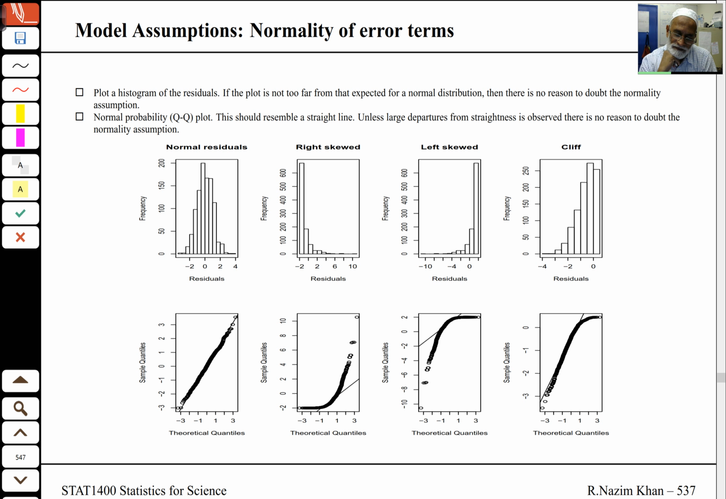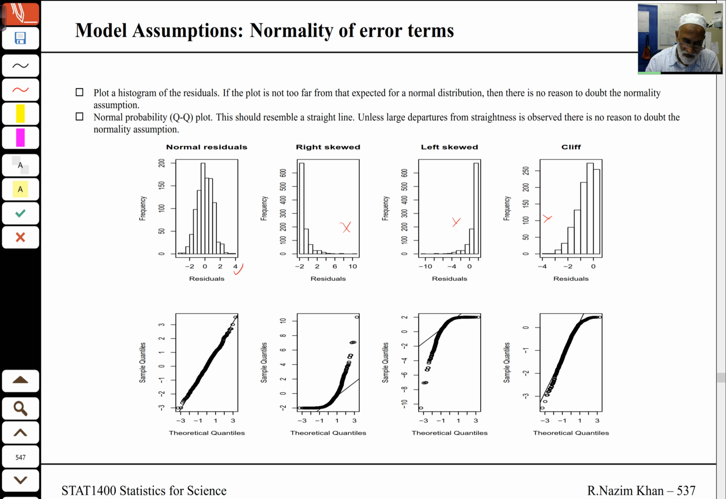So, normality of error. There are two ways of doing this essentially. In fact, there are also tests for normality, but we will not cover the tests. The first is to plot a histogram of the residuals. If they look normal like the first one, then there's no reason to doubt normality. But they can be skewed to the right, to the left, or kind of a cliff of this kind, for example. In these last three cases we will doubt if these residuals come from some normal process.